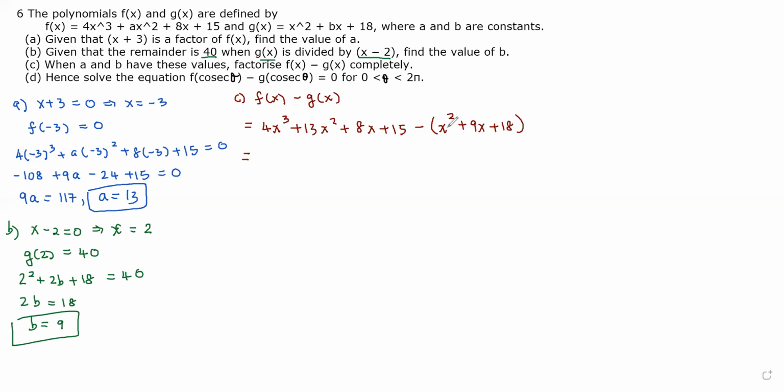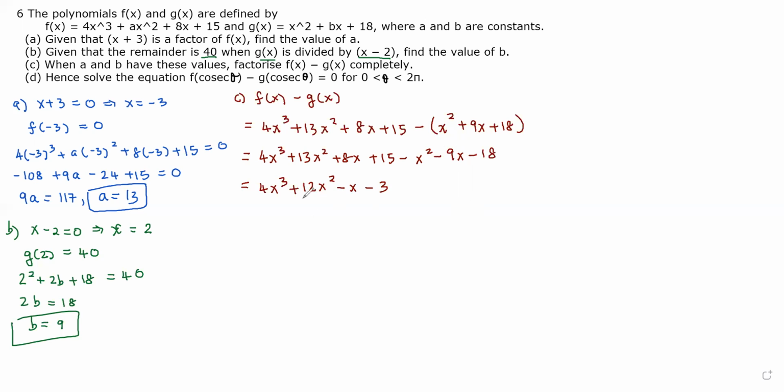Okay, expanding this, we need to open this bracket. We have 4x cubed plus 13x squared plus 8x plus 15 minus x squared minus 9x minus 18. Collecting like terms, we have 4x cubed plus 12x squared minus x minus 3. We need to factor this.